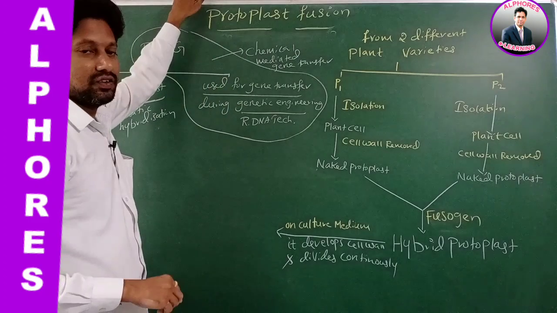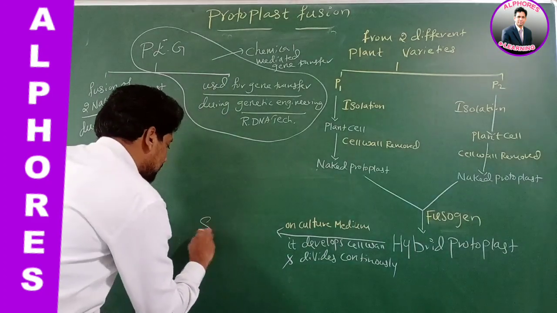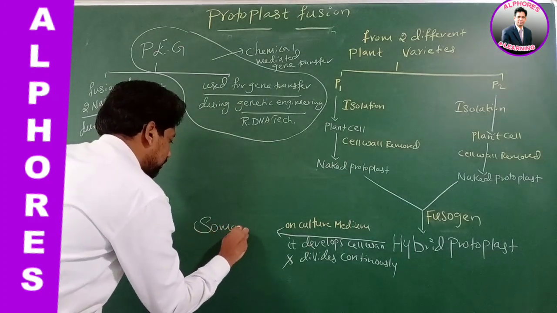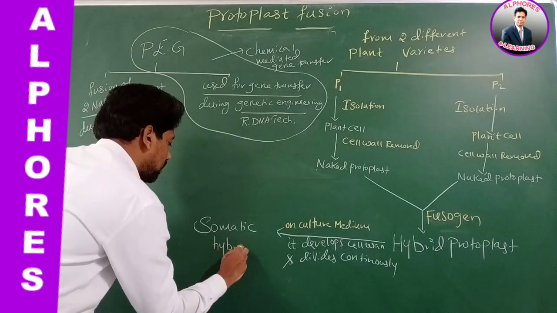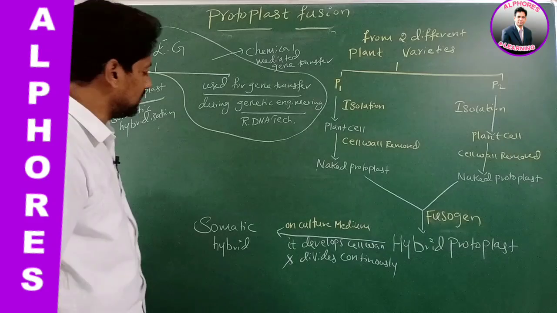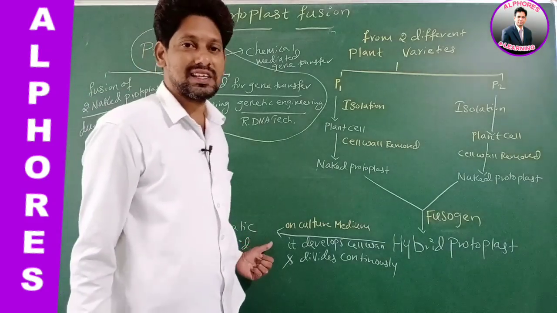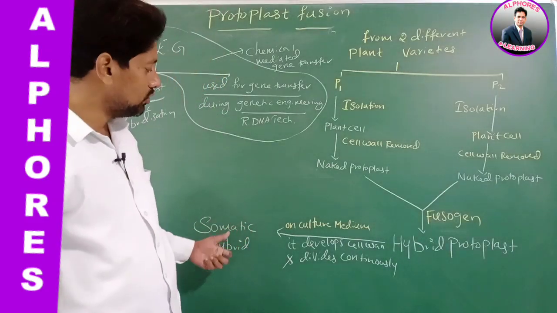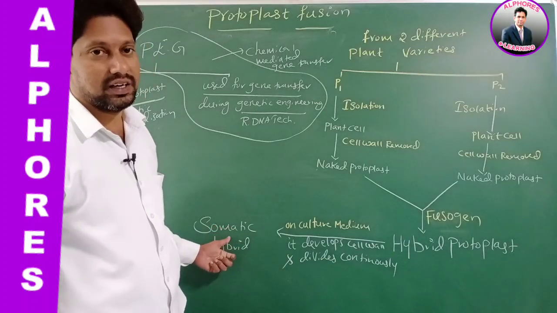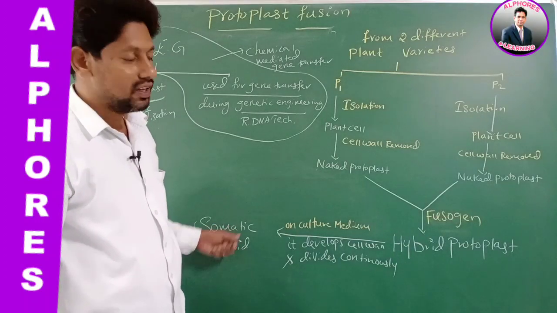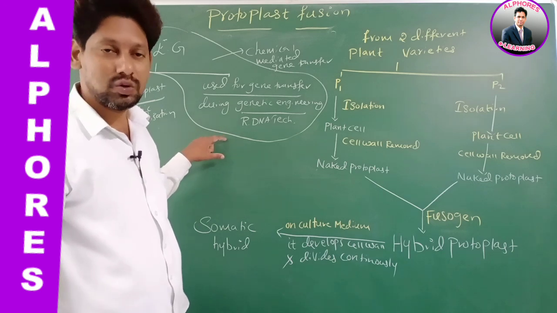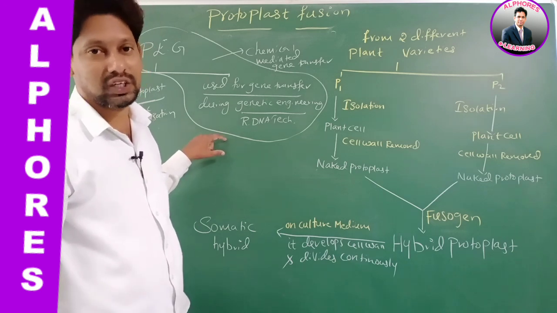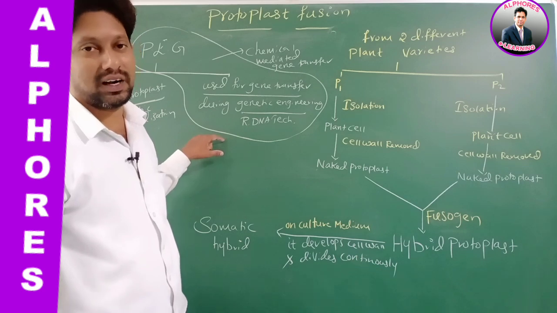Divides continuously and produces what, sir? A new plant. What is that new plant called? A somatic hybrid. Are these statements okay? This is which process? Somatic hybridization process, also called protoplast fusion or parasexual hybridization.